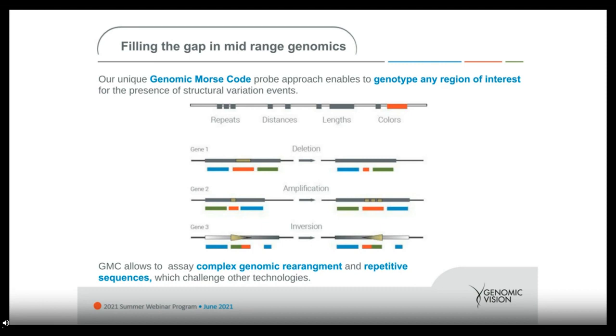So these are just a few examples of the use of our genomic Morse codes to investigate the genomic rearrangements in a patient or in a specific disease. But then we can also see more complex variations connected with genomic variability, such as mosaicism.